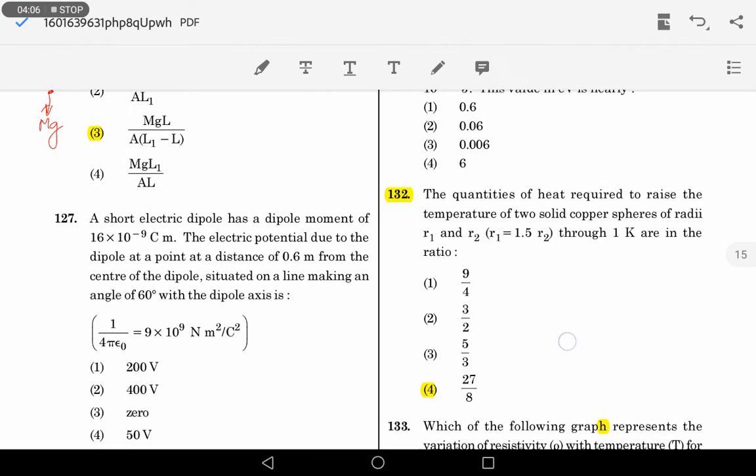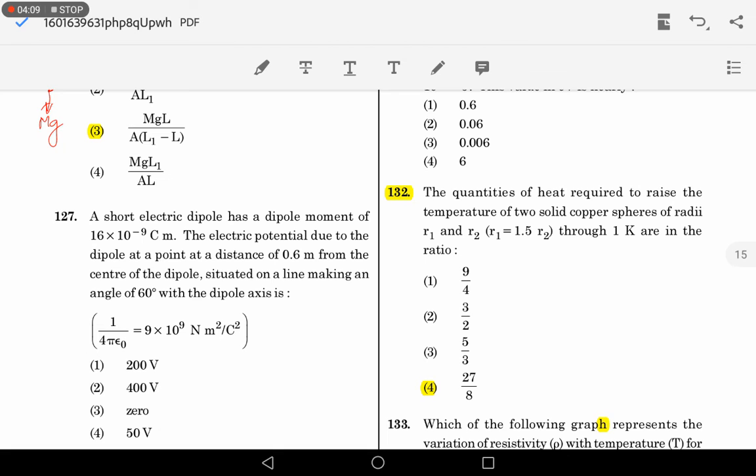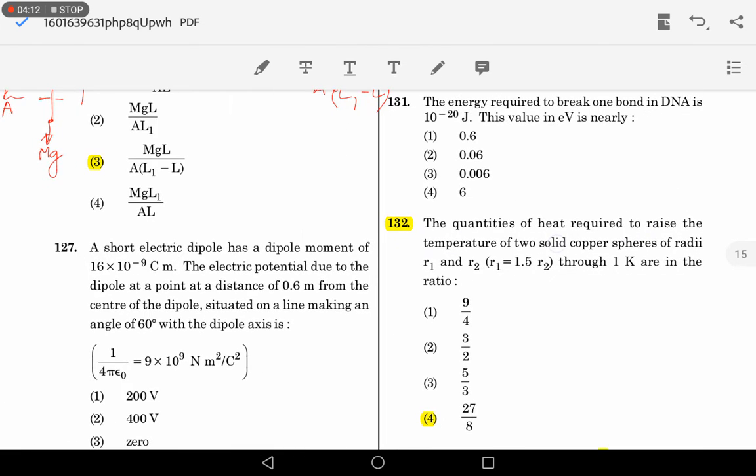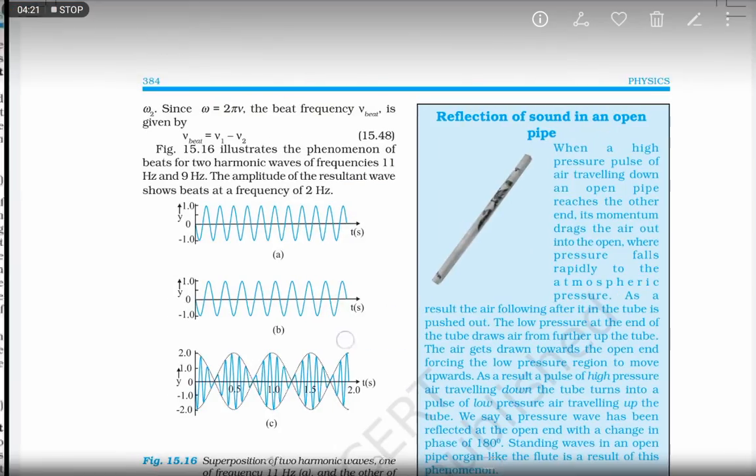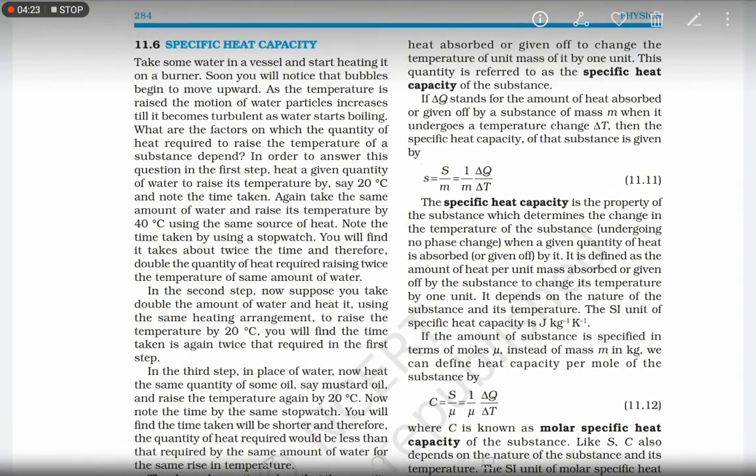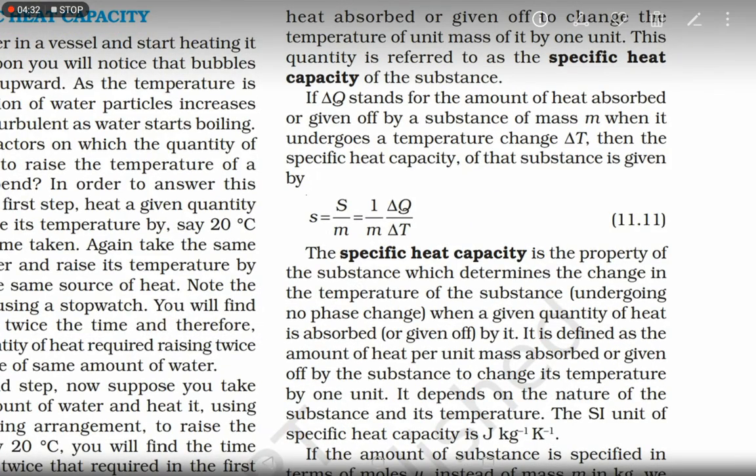And next question is also a quite complicated question. The quantities of heat required to raise the temperature of two solid copper spheres of radii R1 and R2 through 1 Kelvin are in the ratio. Again, I have proof for this from NCERT. You could have found this formula on page number 284, S equal to 1 by m del Q by del T. I'm going to use this formula, but in a slightly different way.